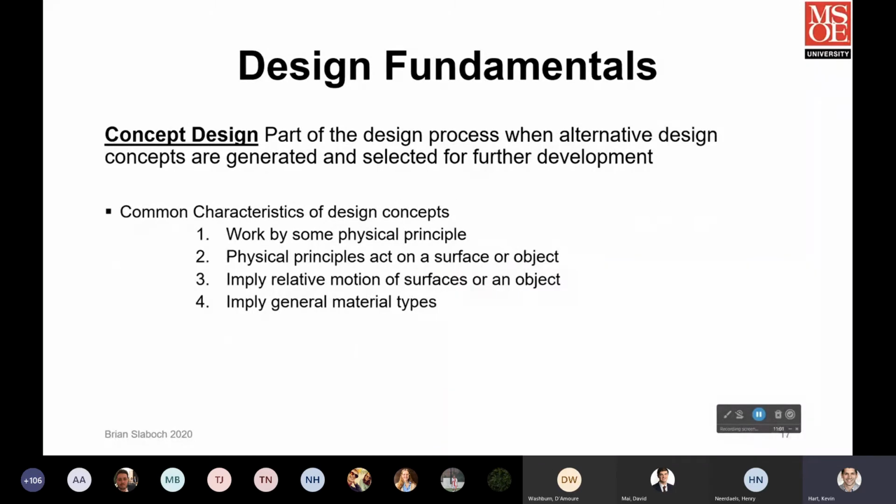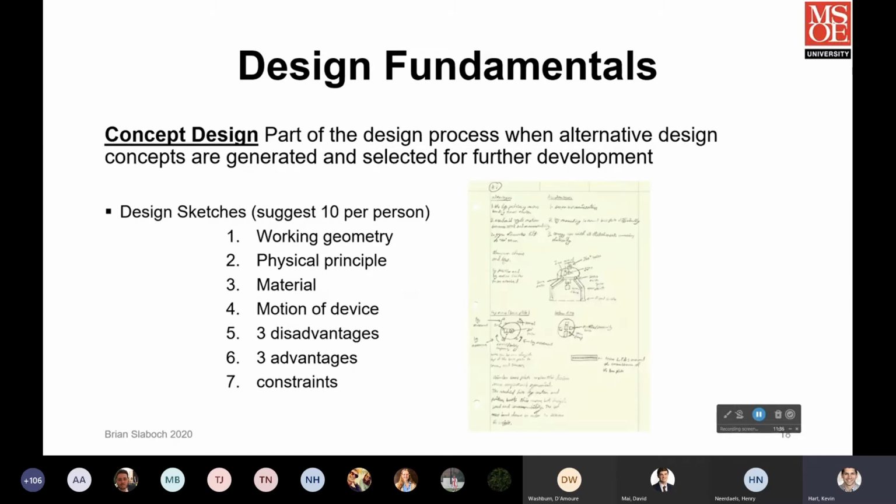Okay, so common characteristics of design concepts: they work by some physical principle. Physical principles act on a surface or an object. You want to imply relative motion or surface types, and you want to imply general material types. So like, are you going to use an aluminum or a steel, or is it going to be wood or something? It probably shouldn't be wood. We don't typically use that in engineering systems. All right, so those kind of general things should be known.